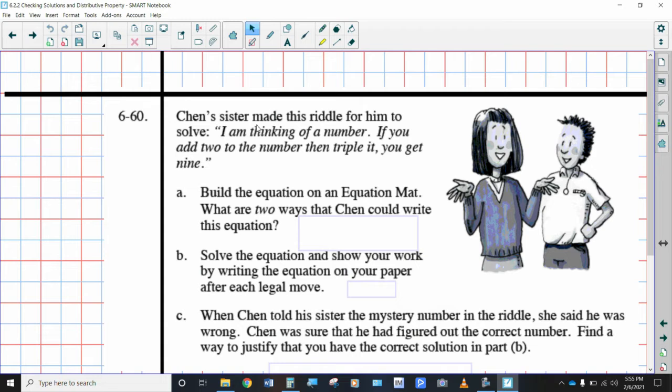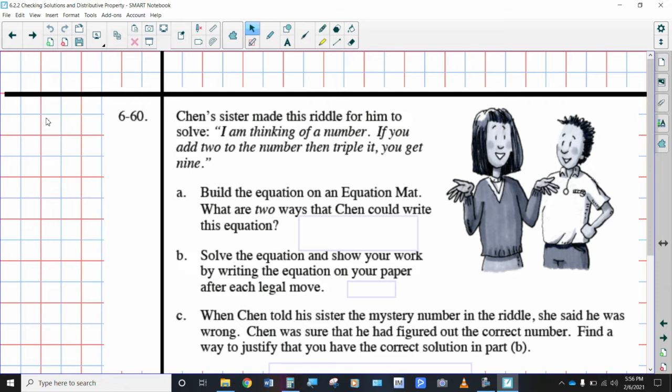All right, so Chen's sister made this riddle for him. I am thinking of a number. If you add 2 to the number, then triple it, you get 9. So your task is to build the equation on an equation mat. You can use one of the student tools in the online book to do this, or you could just draw pictures of it. That would work too. And then what are 2 ways that Chen could write this equation? Then solve the equation and show your work by writing the equation on your paper after each legal move.